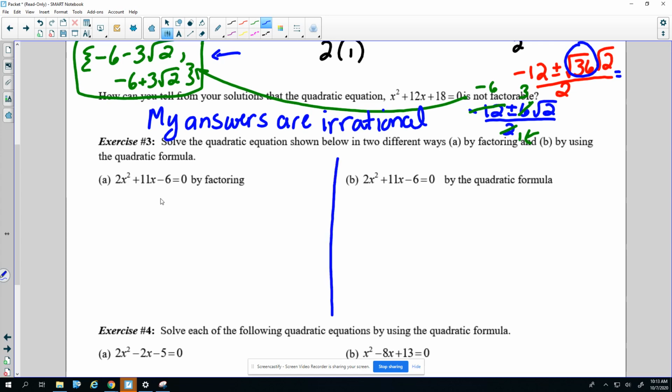So if I'm going to solve this by factoring, I notice that the a is greater than 1 in this trinomial. So I need to find numbers that add up to 11 and multiply to negative 12. Okay, so those two numbers that will work are positive 12, so plus 12x, and negative 1. I'm going to move that over a little bit.